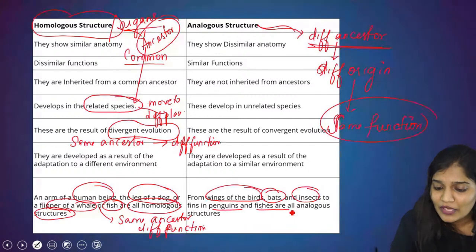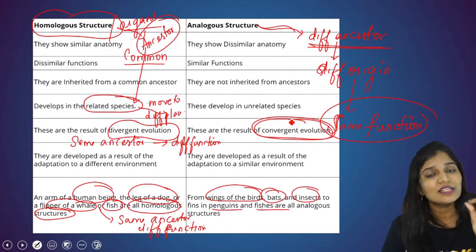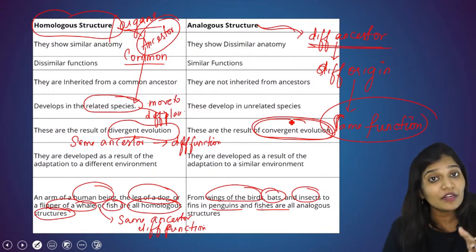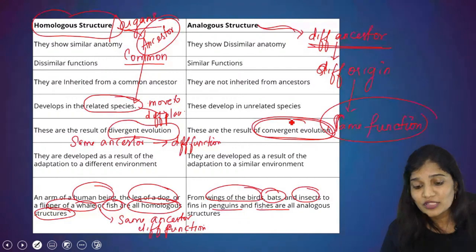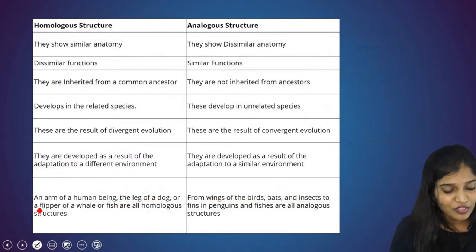This, we can say, is convergent evolution. So homologous: same ancestors, different functions. Analogous: different ancestors, same functions. And homologous structures show divergent evolution, and this one is convergent evolution.